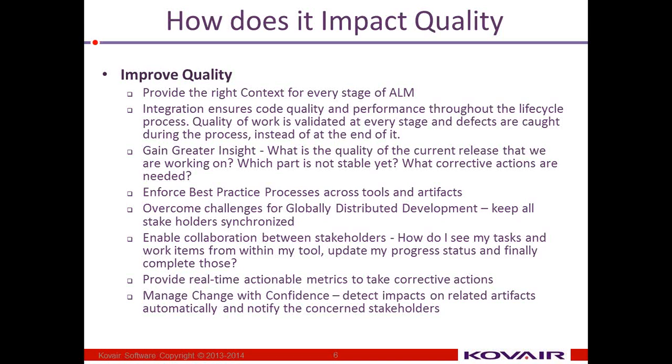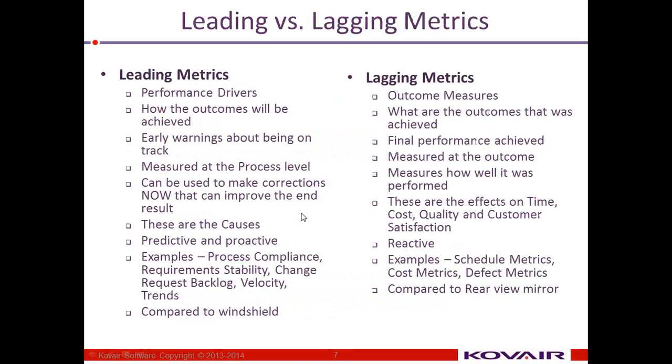So let's move on to what are the different types of metrics that are used in common software development scenarios. So there are two types. One is the leading metrics. This is the area of focus in today's discussion. And the other is the lagging metrics, which we are more familiar with, like defect count and schedule variance, cost variance, and your earned value metrics, all those things.